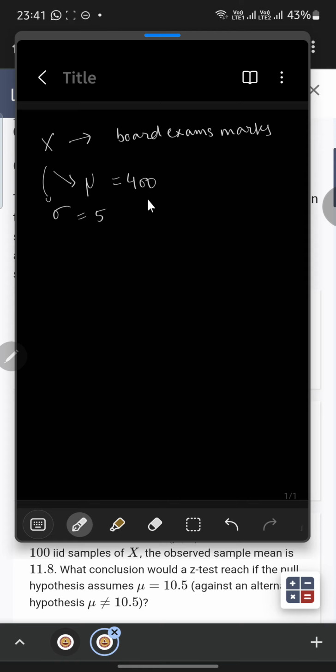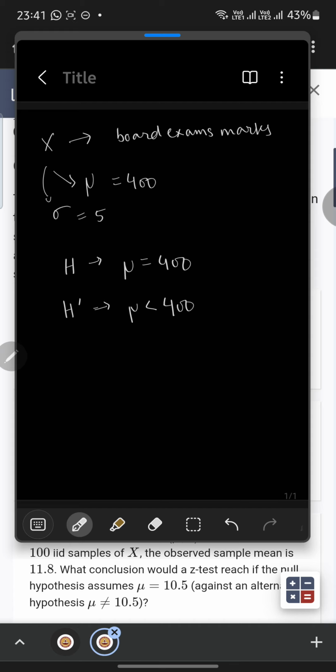So let us suppose there is a hypothesis, the null and the alternative hypothesis, where H naught is where mu is equal to 400 and H dash is where mu is less than 400, let's say. I hope you get this.